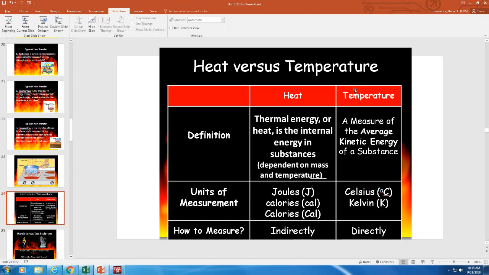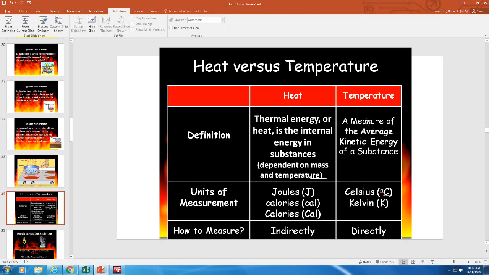For temperature, the definition is a measure of the average kinetic energy of a substance. So temperature is really only concerned with the average speed of the molecules in a sample. But notice there's nothing here about mass, right? So if we think about the difference between what we talked about last week, extensive and intensive properties, heat depends both on the temperature and on the mass. Remember, mass is an extensive property. So heat is also an extensive property. It depends on not just how hot the substance is, but how much of that substance you have. Temperature, on the other hand, is intensive. It's only concerned with how fast the molecules in a sample of matter are moving, not with how many molecules there are.